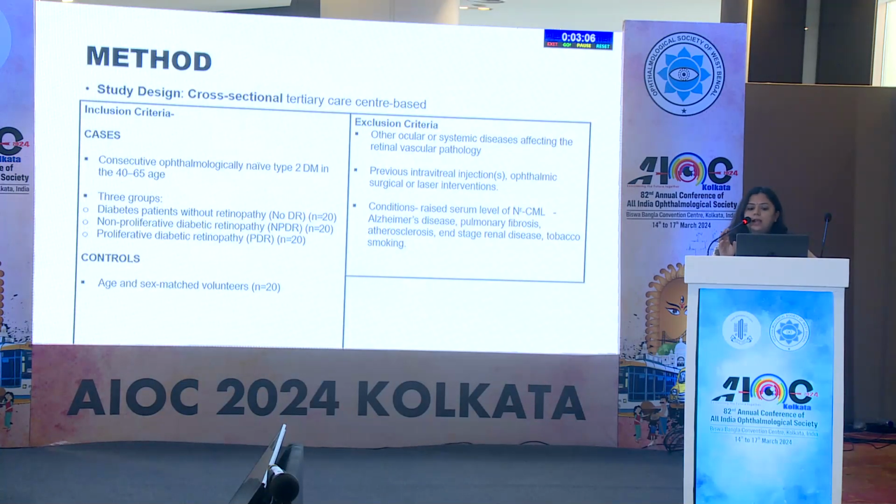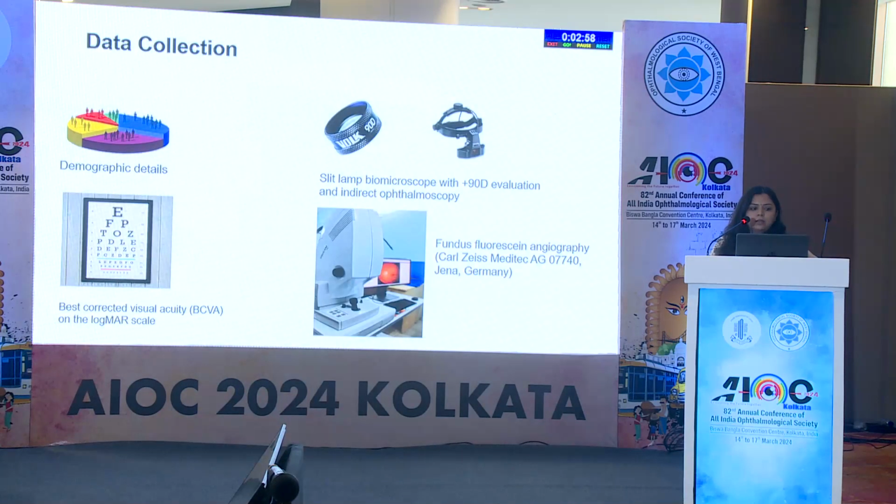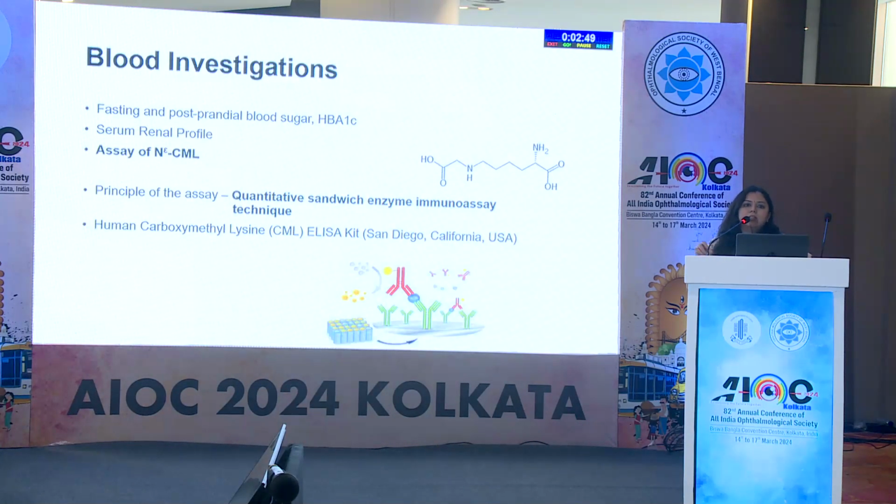It was treatment naive patients, and the conditions where the NCML levels can be high, like Alzheimer's and pulmonary fibrosis, were not included. So we did a detailed data collection of the demographic details. We took the BCVA and did a thorough fundus examination. Blood investigation included the glycemic status by fasting and postprandial blood sugar. HbA1c levels were taken, and assay of NCML was done by quantitative sandwich enzyme immunoassay technique.